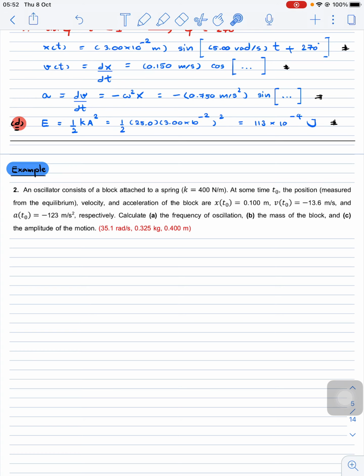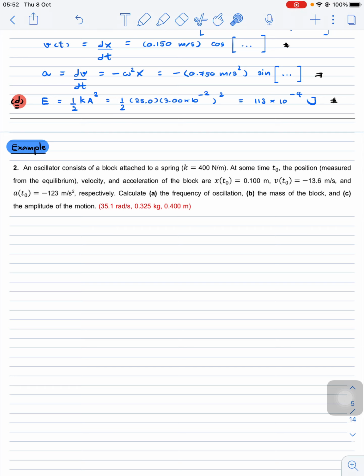Okay, another example. An oscillator consists of a block attached to a spring. So we know the spring constant is equal to this k, the 400 Newton per meter. So we say that at some time t0, the position measured from equilibrium, the velocity, and the acceleration of the block equal these values. Okay, so these values are the position, velocity, and acceleration at this time t0 here. Calculate the frequency of the oscillations. Okay, so we just want to calculate the frequency of the oscillation. Okay, so how?